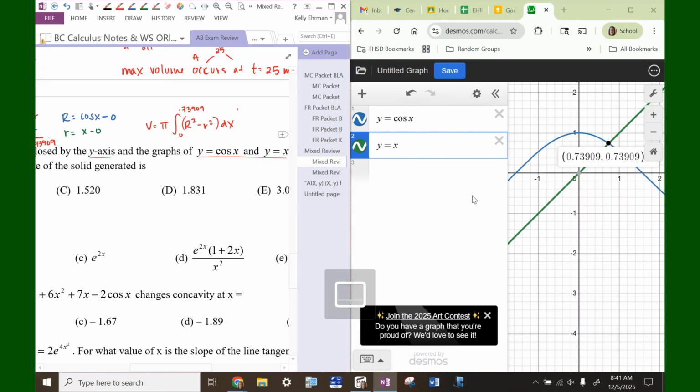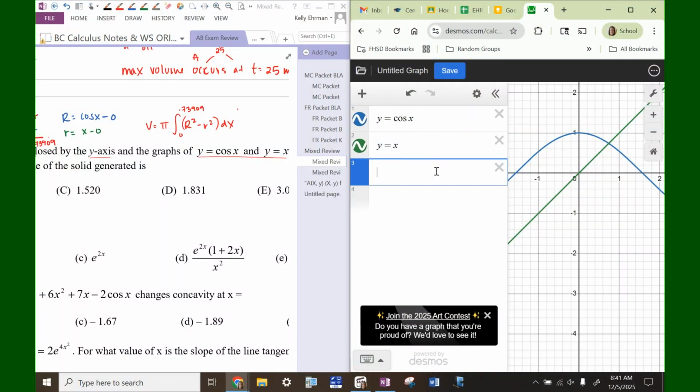So let's carefully type that in. Pi times the integral from 0 to 0.73909 of cosine x squared minus x squared dx. 1.520 looks like C to me.